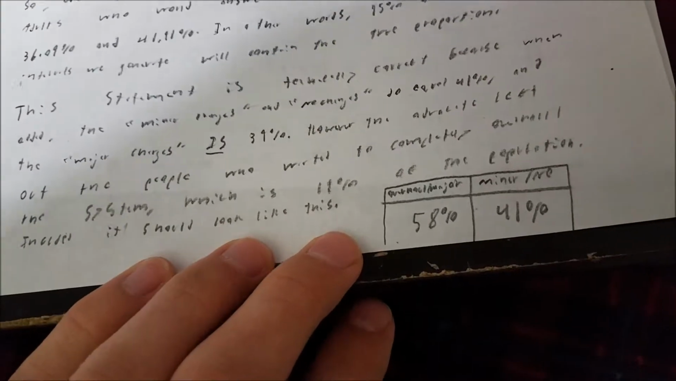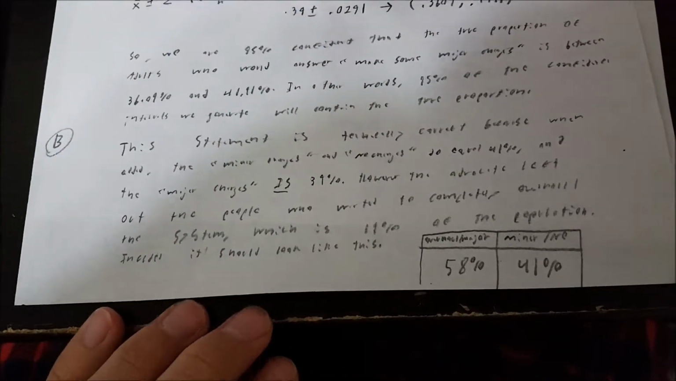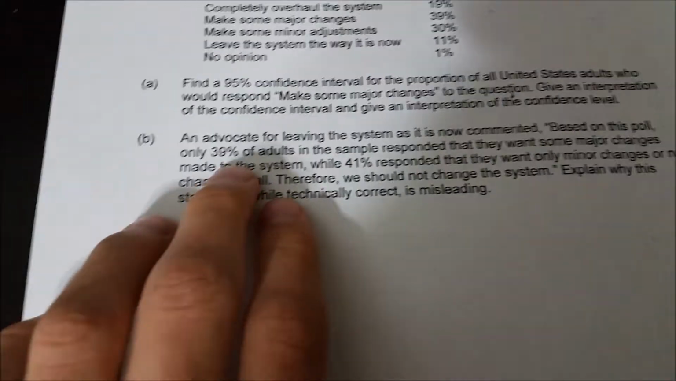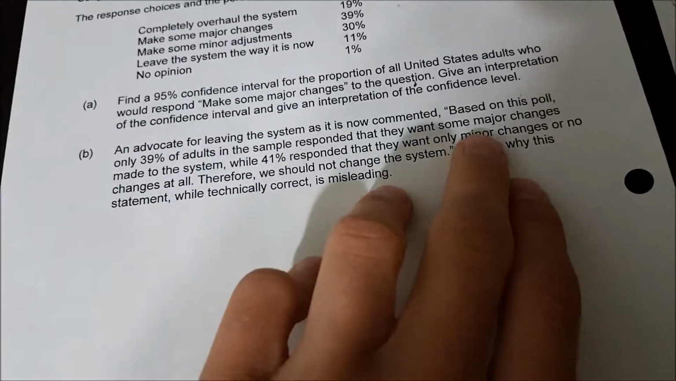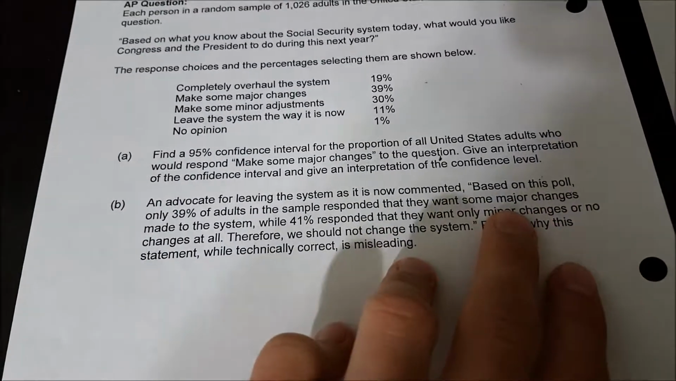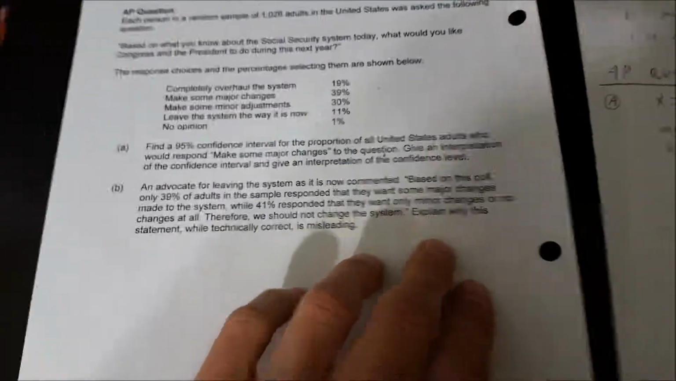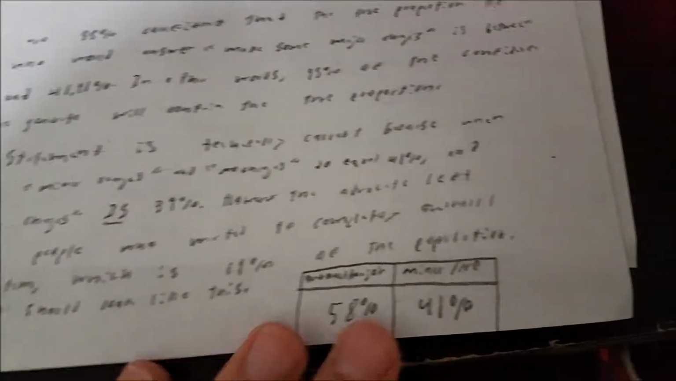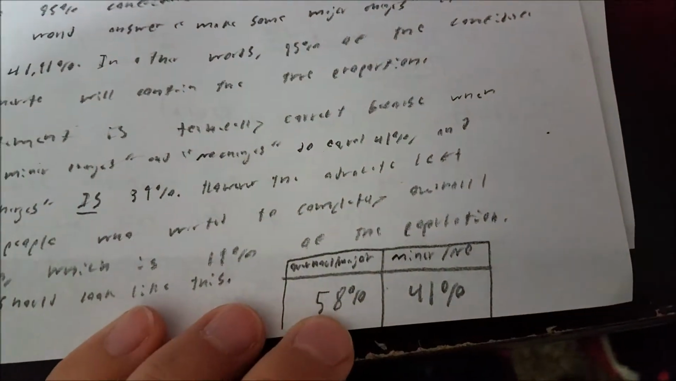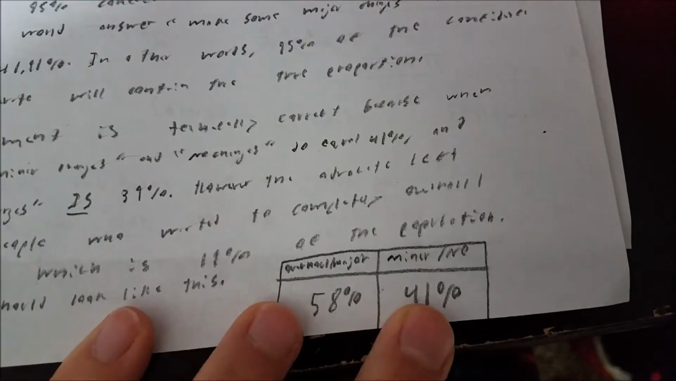So because the advocate left all those people out of the study, it's very misleading. Technically it's correct because only 39% of adults said that they wanted some major changes, but 19% more said they wanted something more than major changes. They wanted a complete overhaul. So if he had included this, it should really look like 58% of people want to change the system and 41% of people don't.